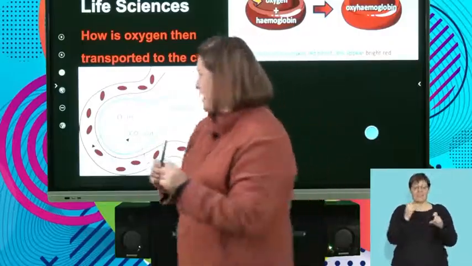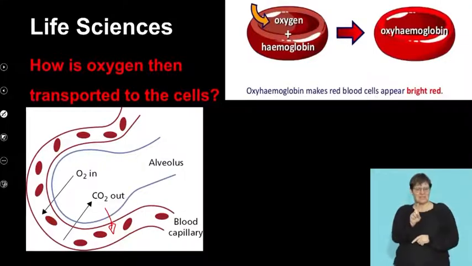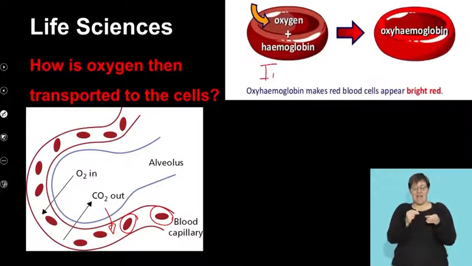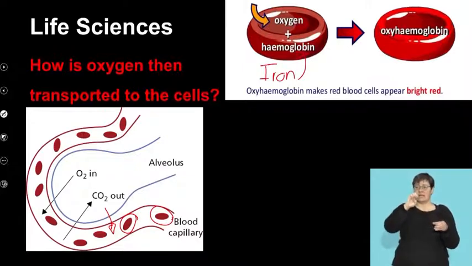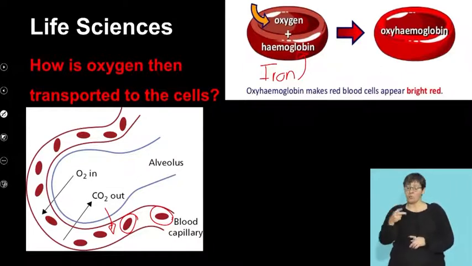Now, what are those carriers? Do you see these red little discs over here? These red little discs are called red blood cells. Do you see this over here? Now, inside this red blood cell, there's an iron pigment called hemoglobin. Now, oxygen and hemoglobin are besties. This is how oxygen is going to be transported.